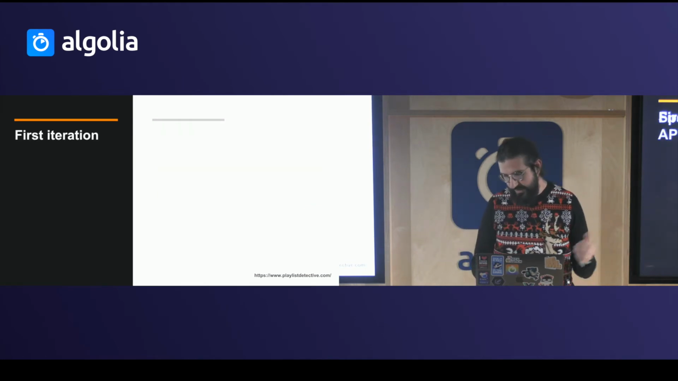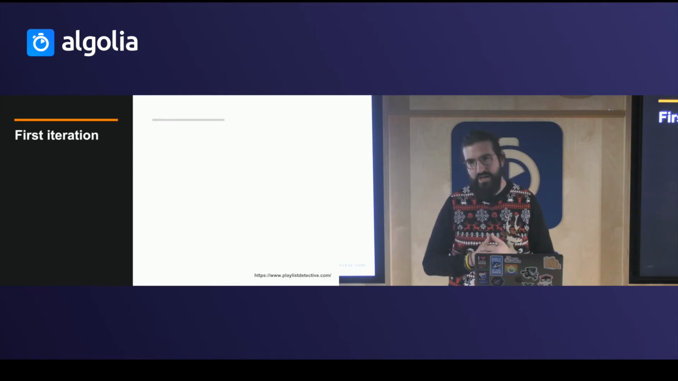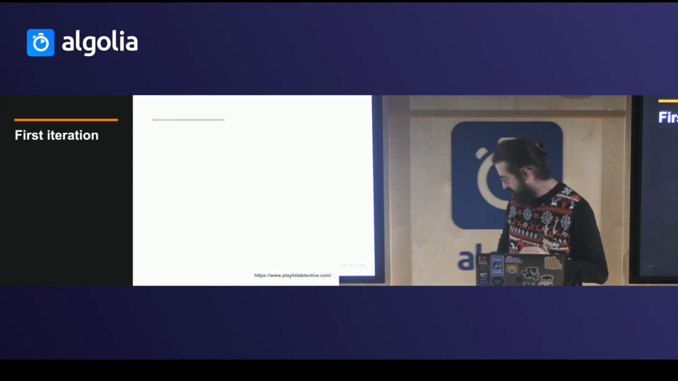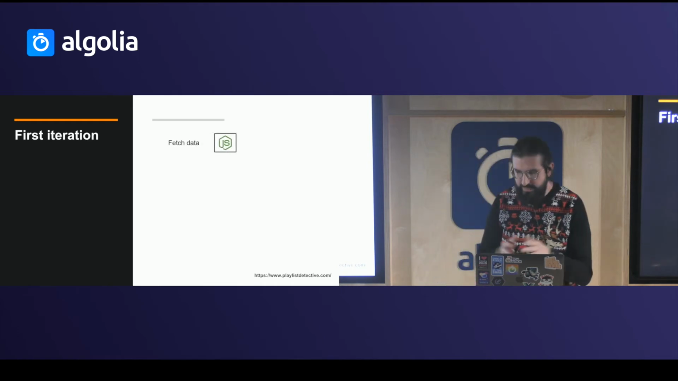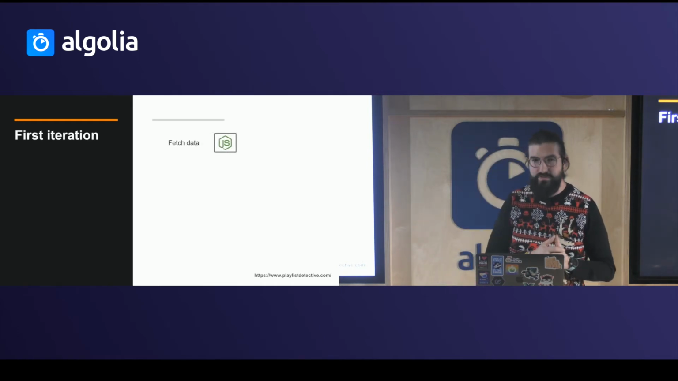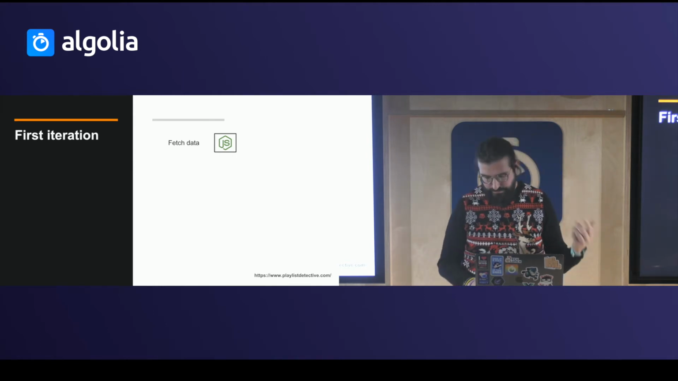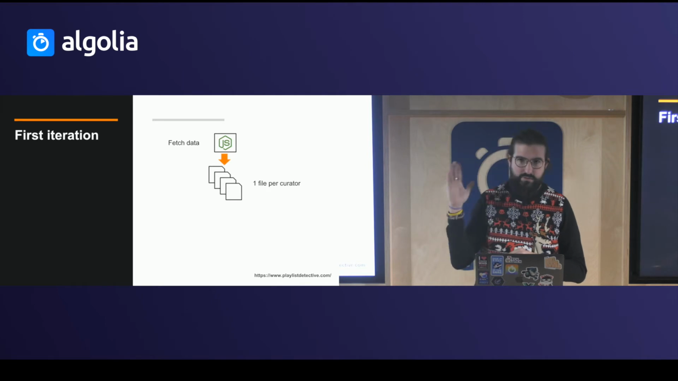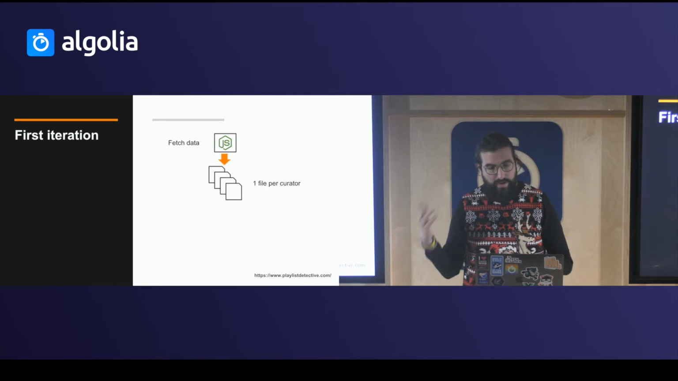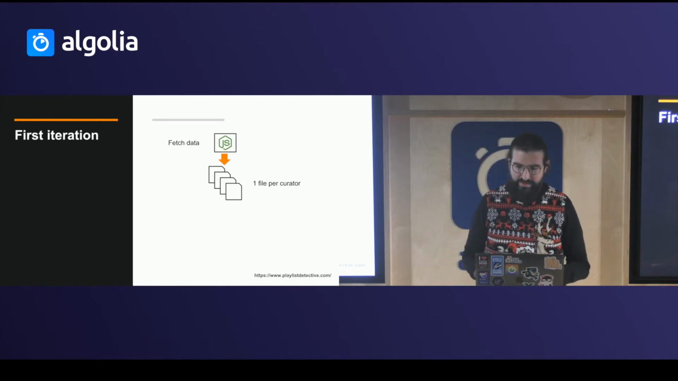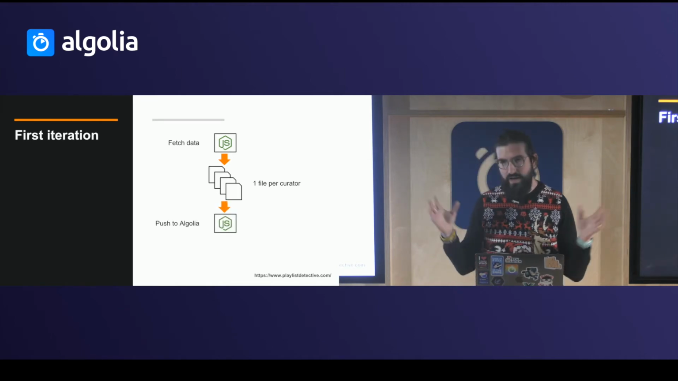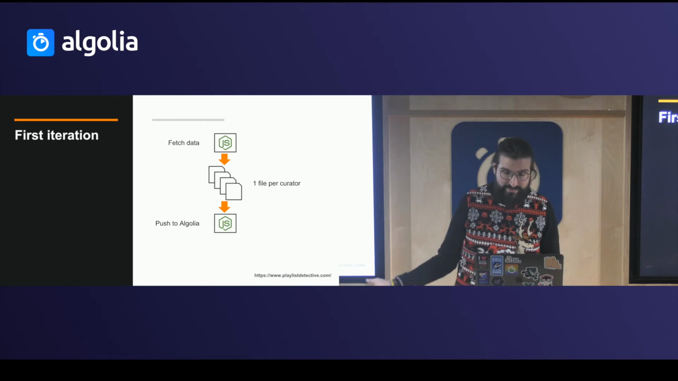So I went for a first iteration, which was a bit quick and dirty. In this implementation, I have a first script that fetches the data from the Spotify web API. And for each of the curators that I've selected, I create a JSON file, yes, very dirty, that I put on the disk. And after that, I read all those files and I push to Algolia.